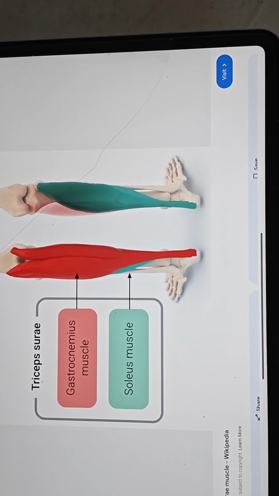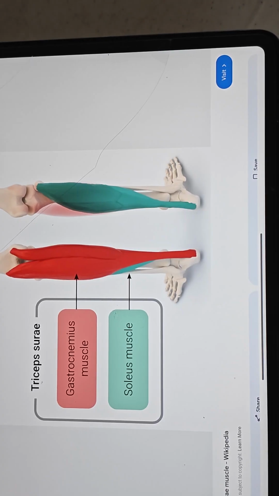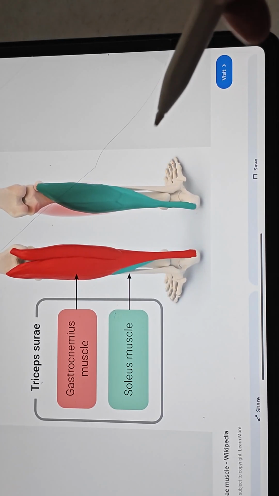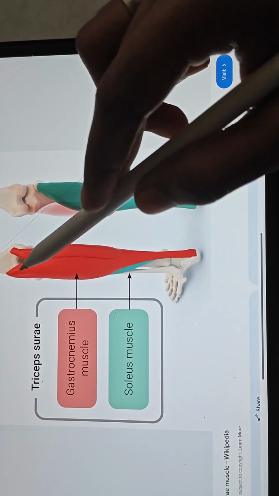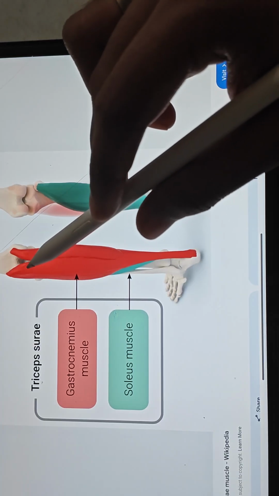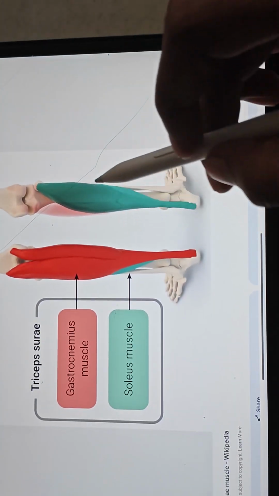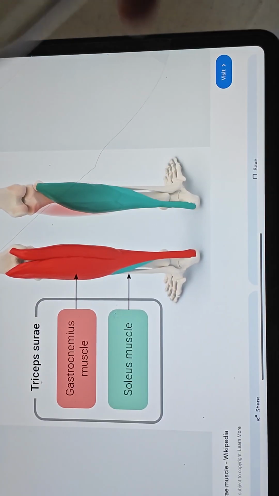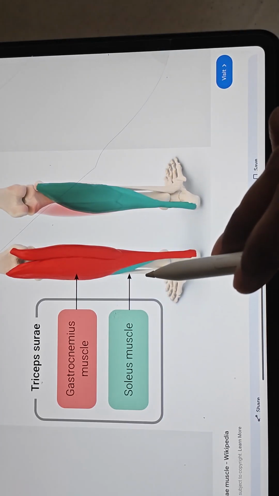Have a look at this picture. The previous pictures that I showed you about the triceps surae muscle are a little confusing. The triceps muscle is made up of three muscles, right? These were the two heads of the gastrocnemius muscle, and this one is the soleus muscle. So this picture is very clear. This one is the soleus muscle. The red one is the gastrocnemius muscle. This one is the triceps surae muscle.